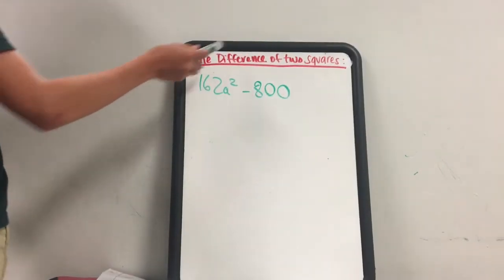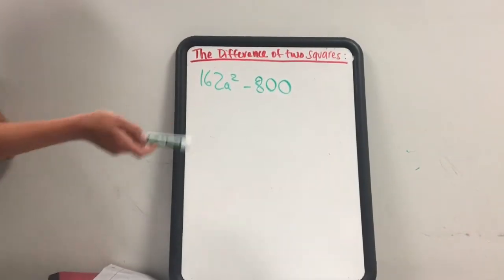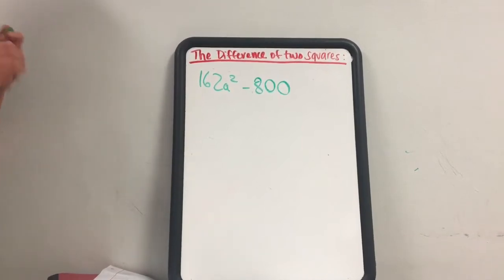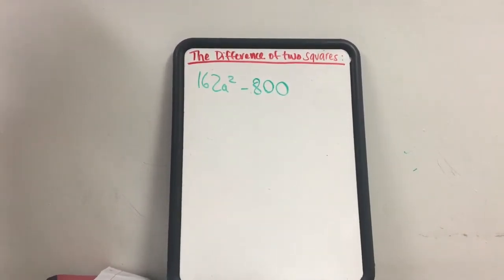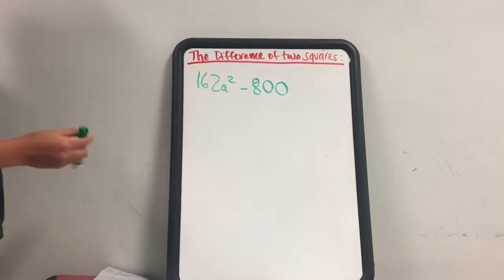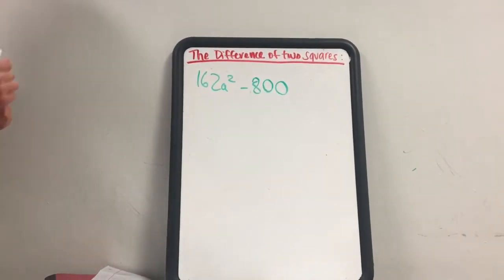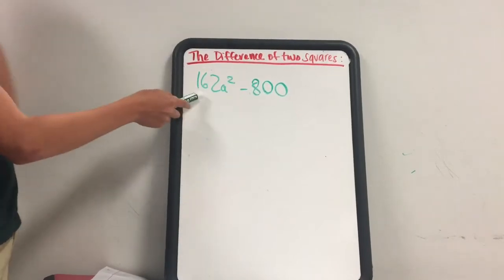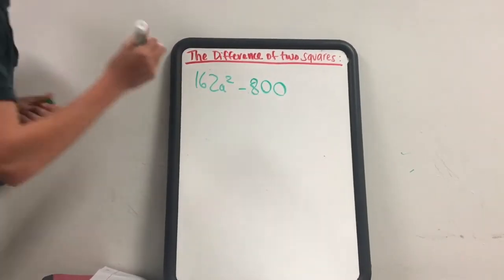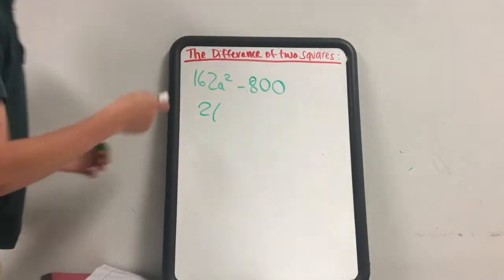So this is the problem difference of two squares. Our problem is 162a squared minus 800. Right from the start, I can tell that our numbers are both not perfect squares. So instead, we're going to have to find the greatest common factor. The greatest common factor of 162 and 800 is 2. So we put the 2 down and then parentheses.